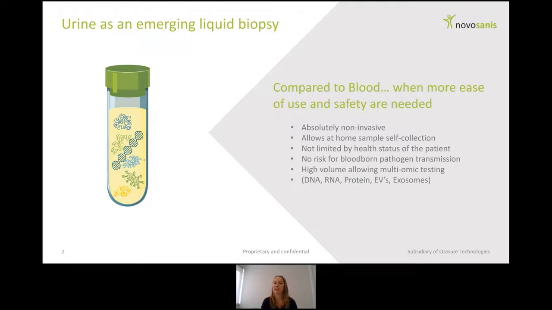Compared to blood, urine is absolutely non-invasive, can easily be collected at home, and does not add the burden of substantial blood trials. Moreover, the collection of urine is not limited by the health status of a patient and does not entail any risk of transmission of bloodborne pathogens. The high volumes that can be obtained per patient address the limitations of low biomarker concentrations and allow for multi-omic testing to detect a complete panel of biomarkers.